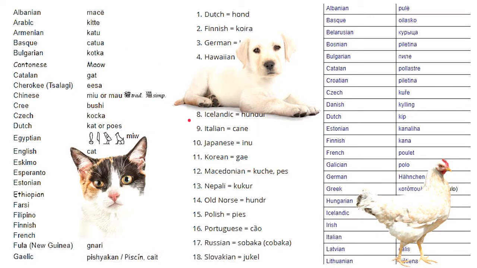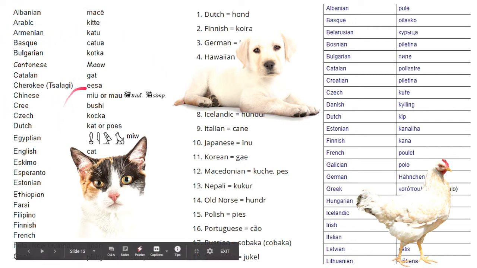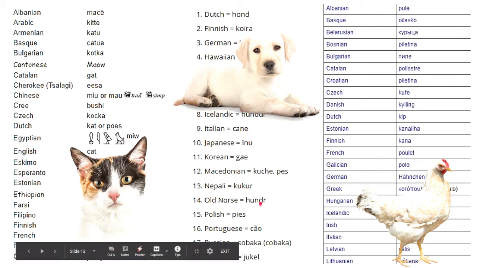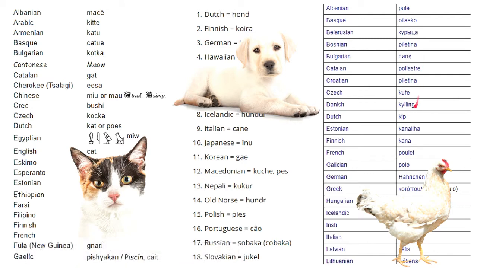Before Linnaeus proposed his system of naming and categorizing organisms, it was quite confusing to scientists and students whenever they talked about organisms, because for every language, they have their own name for a specific organism. For example, for a cat, it's kotka in Bulgarian, bushi in Cree, nari in Papua New Guinea. For dog, it's hund, it's inu, it's kukur. And for chicken, we have other names based on language, Pilipina, Polo, and others. So it was quite difficult and quite confusing.